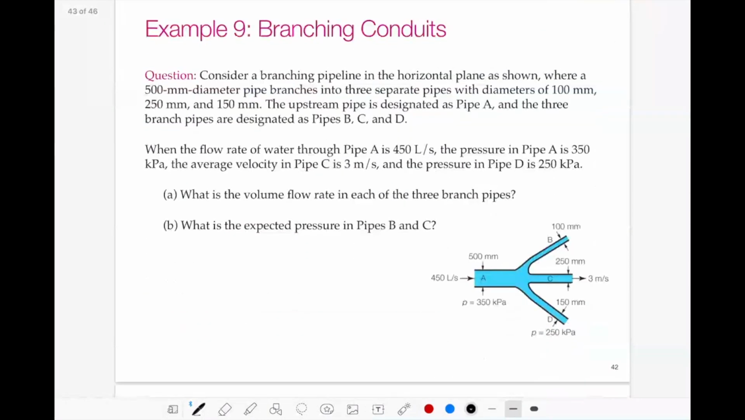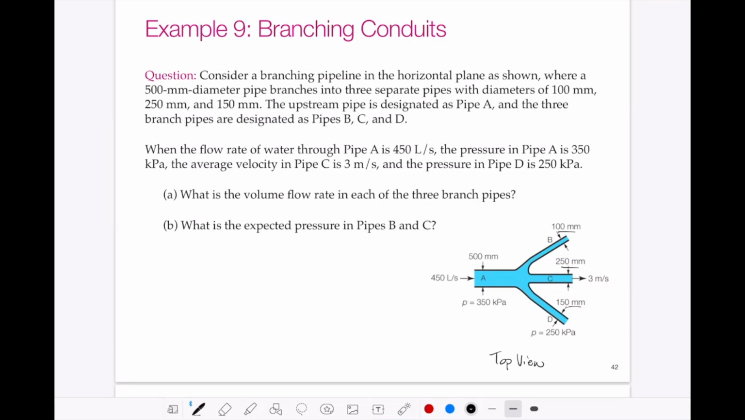So let's do a quick example with this. Here we have a somewhat complicated branching pipeline in the horizontal plane. So this is top view, so we don't have to worry about a change in elevation, which is nice. We have a 500 millimeter diameter pipe that branches into 3 separate pipes, where B is 100 millimeters, C is 250 millimeters in diameter, and D is also 150 millimeters.